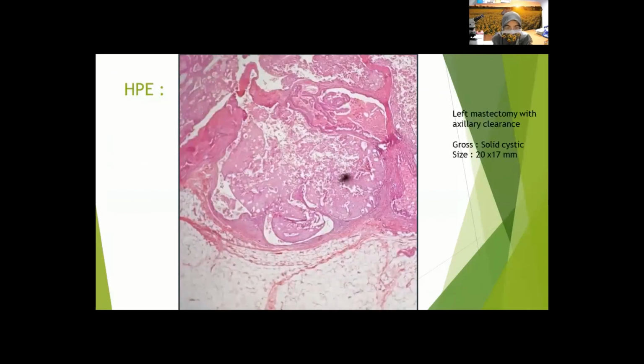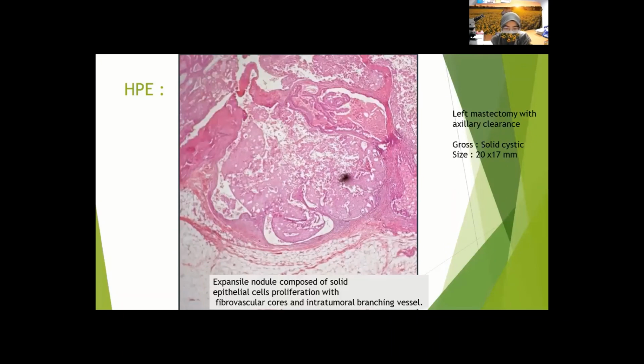After that, they proceeded with mastectomy with axillary clearance, and grossly the tumor is about 2 centimeters. It's solid and cystic. This is under low power view to show you the expansile nodule. The lesion is quite expansile and composed of solid proliferation of epithelial cells with fibrovascular core, and some of them have intratumoral branching vessels, but it cannot be appreciated at this low power view.